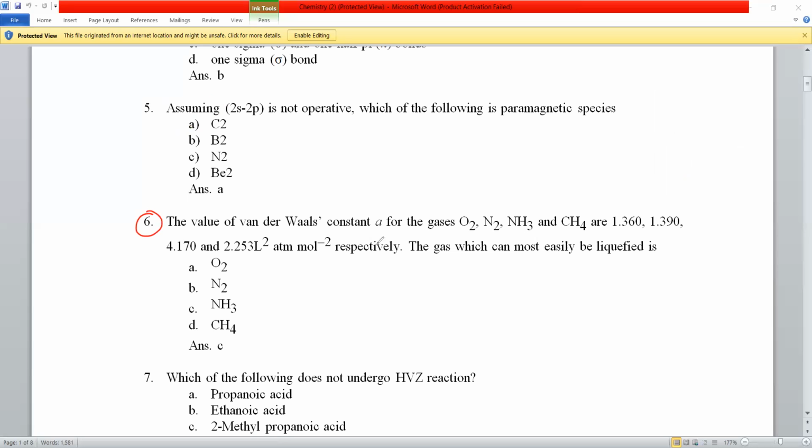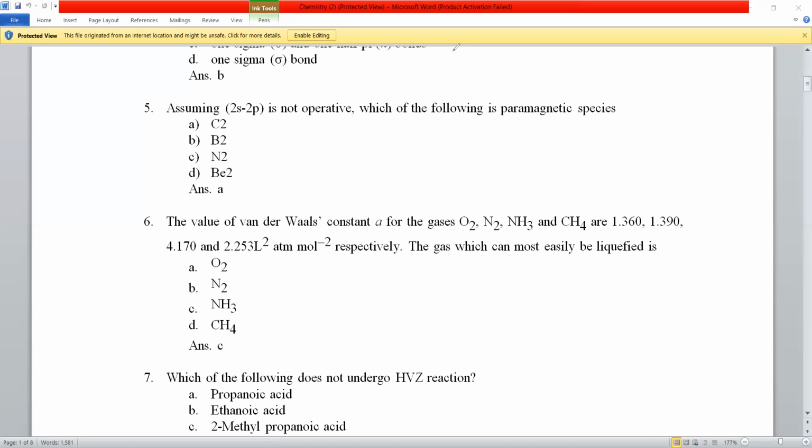Question number 6: the van der Waals constant A for O2, N2, NH3, CH4, and which gas can most easily liquefy. The A value is directly proportional to liquefaction. Comparing the values 6.36, 1.39, 4.17 and 2.25, 4.17 is the highest, and that is for NH3. So option C is the correct one.